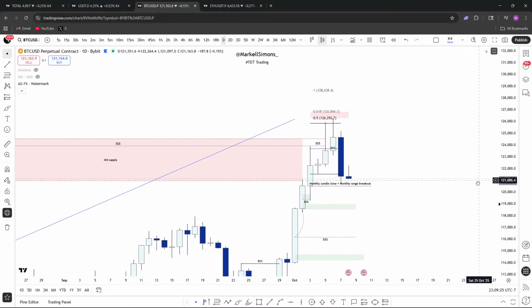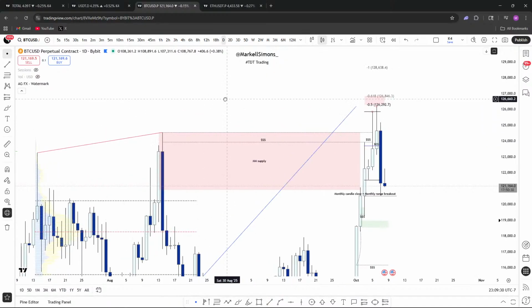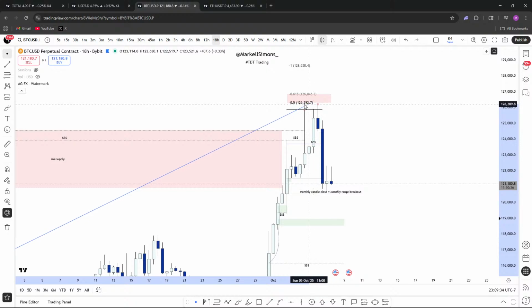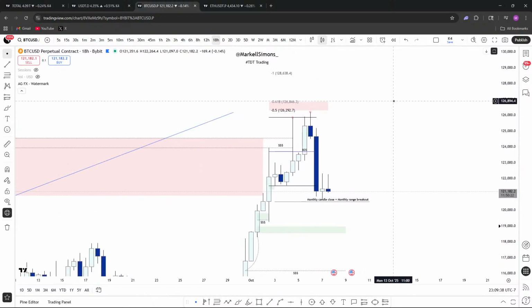The market makers know that everybody gonna start to FOMO into long positions at the all-time highs. Like, if you're a market maker, are you gonna deviate? Are you gonna be longing at the all-time highs? More than likely, no.